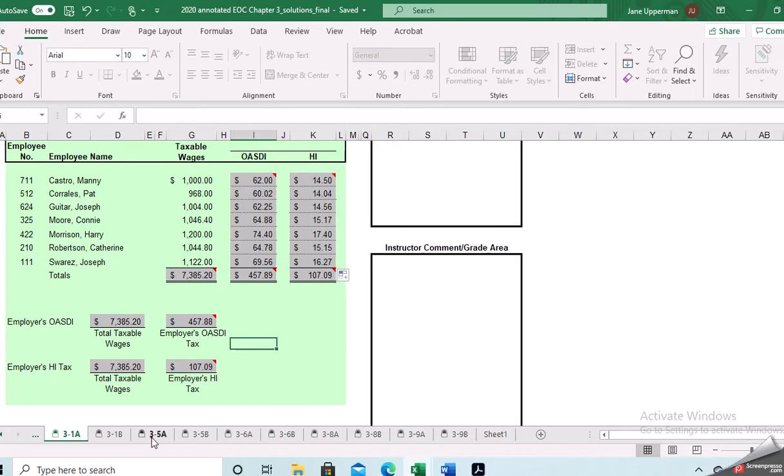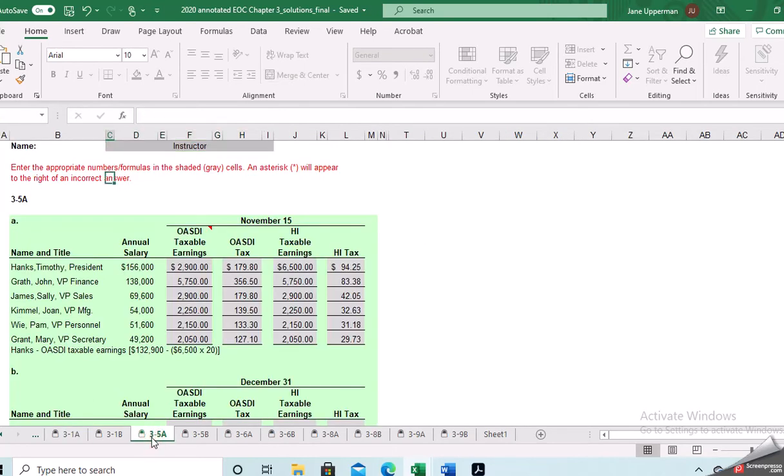Then we move to number 5, which is the next one that we do in Excel. The problem says that the annual salaries paid to each of the officers follow. So here we have the officers, and these are their annual salaries that the problem has given us. The officers are paid semi-monthly on the 15th and the last day of the month. So compute their FICA taxes to be withheld from each officer's pay on November 15th and then December 31st. So one pay in November and then one pay in December.